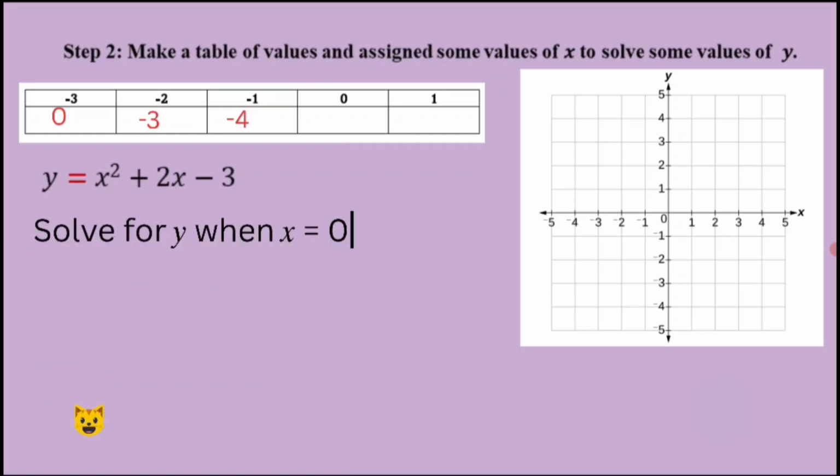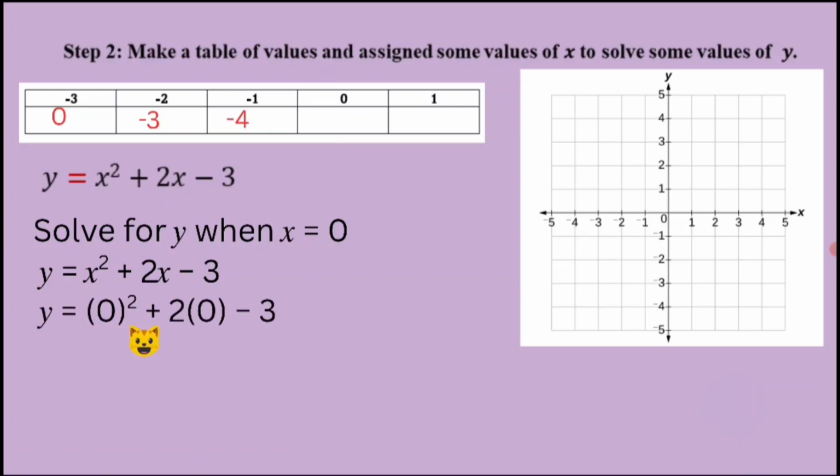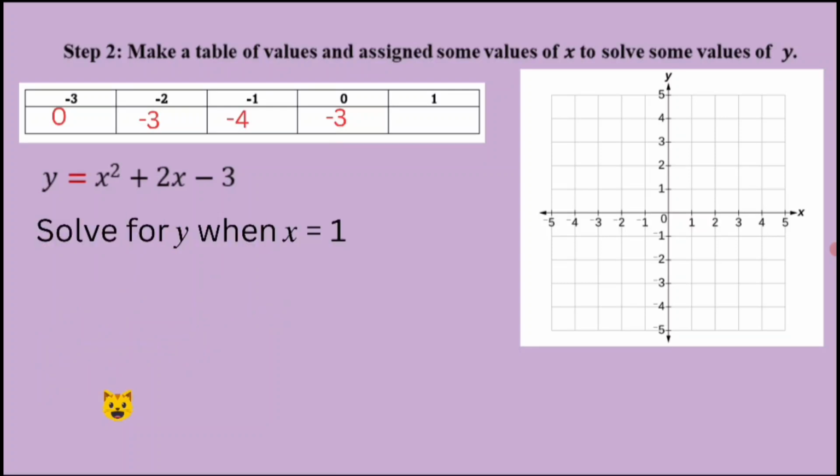Next, kapag naman ang ating x ay 0, substitute lang natin doon sa equation. We have 0 squared plus 2 times 0 minus 3, and that would be equal to negative 3. So, negative 3 yan. And lastly, when x is equal to 1, what is the value of y?